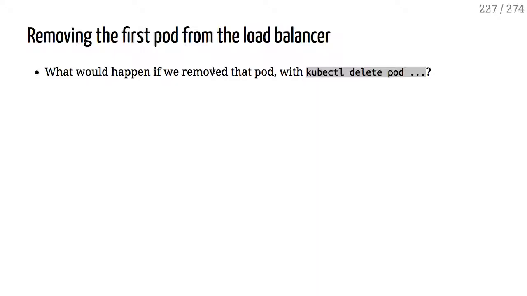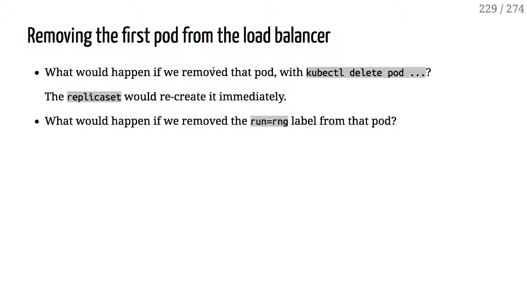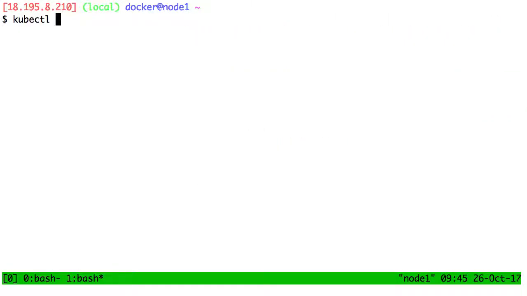So how do I remove that first pod that we had? There are multiple options. If I delete the pod, the replica set will recreate it immediately. If I delete the replica set, the deployment will recreate it immediately. I mean, the deployment will recreate the replica set, and the replica set will recreate the pod. What if I remove the run equal RNG label from the pod? Well, it's exactly as if I were deleting it, because the replica set has a selector as well. The replica set has a selector that says run equal RNG, and it has a count of 1. So the replica set's job is to make sure that at all times there is the right number of pods with that selector. I'm going to show that, with kubectl describe replica set RNG.